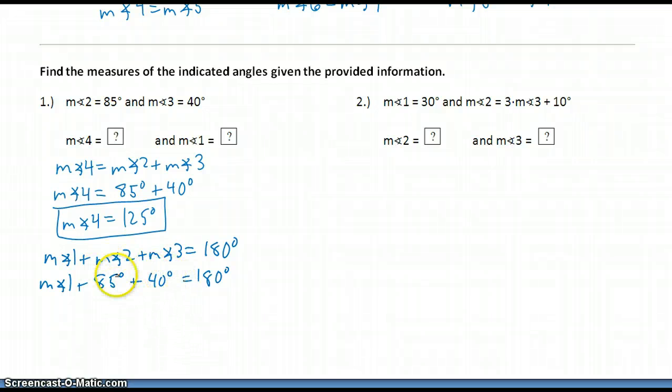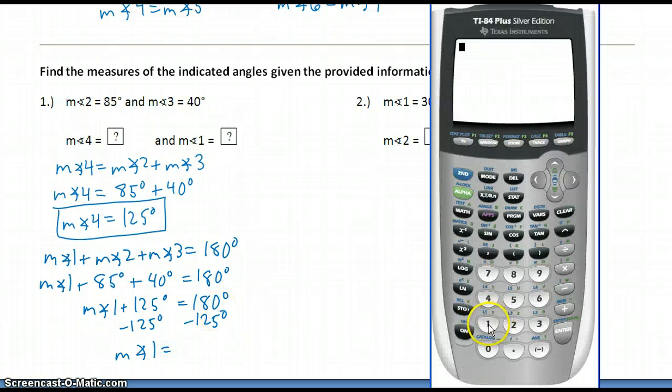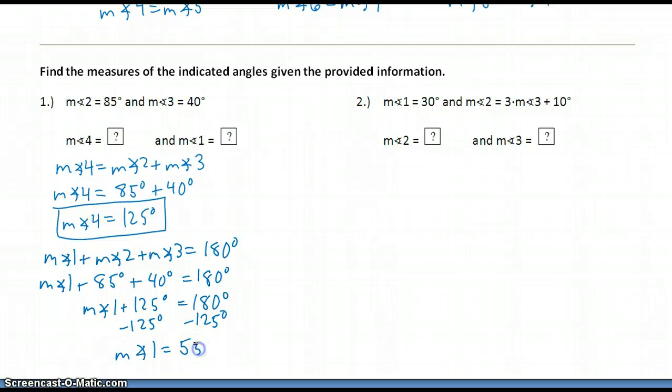Combining my like terms, 85 degrees and 40 degrees gives me 125 degrees. Subtracting 125 from both sides, I get the measure of angle 1 to equal 180 degrees minus 125, 55 degrees.